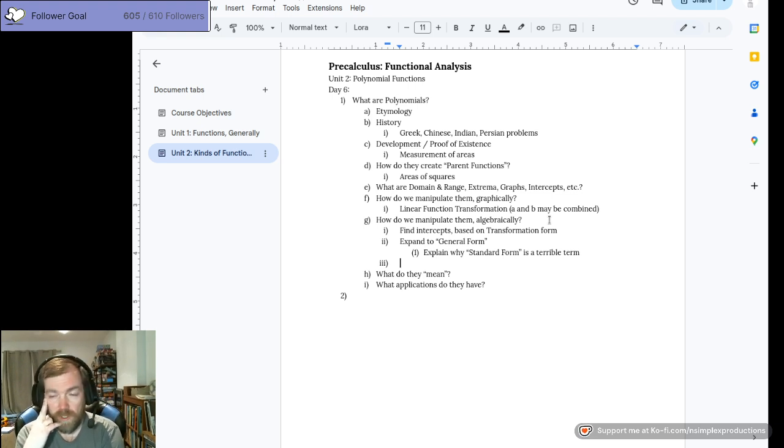Okay, and explain why standard form is a terrible term. You should not use it. Ever. Those of you who are teaching, don't use standard form.